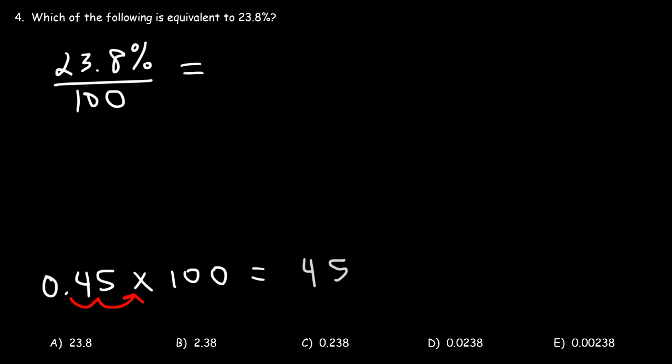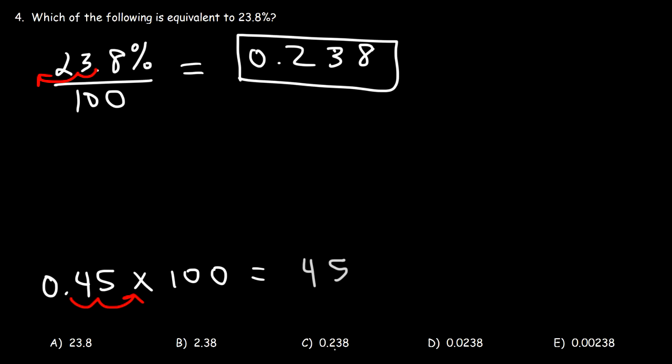Now what if I'm doing the reverse? What if I'm dividing a number by 100? Well, then I should move the decimal 2 units to the left, in the other direction. So 23.8 divided by 100 is really 0.238. And so that's a simple way to convert a percentage into a decimal. You need to divide the percentage by 100. And so C is the right answer.